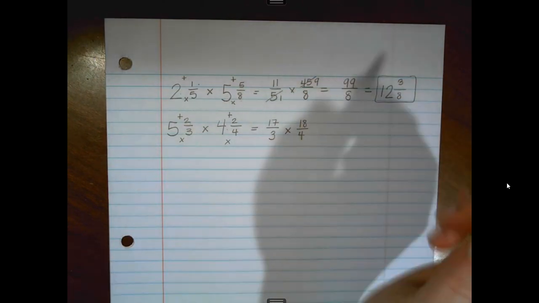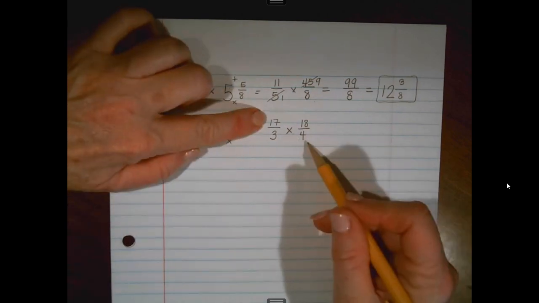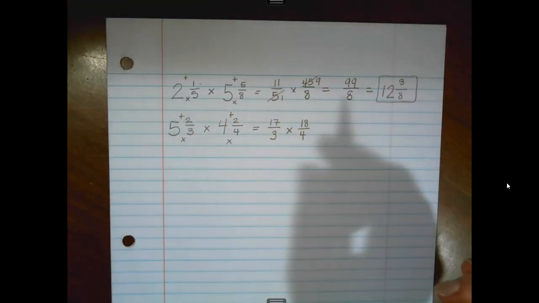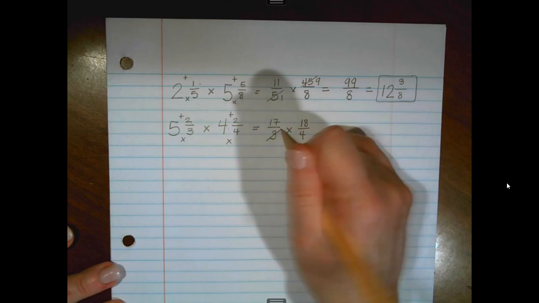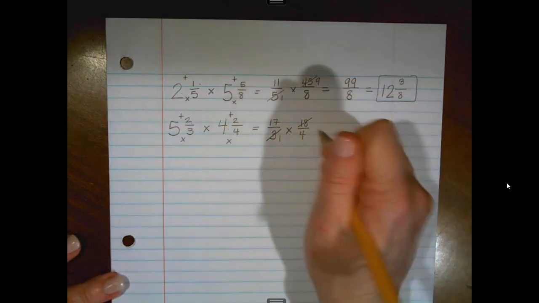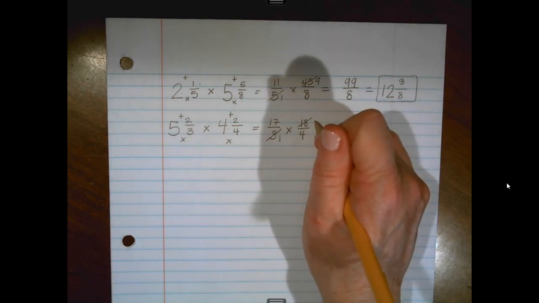All right. Now, I'm looking to see if there's anything I can cross-reduce because that's some pretty big numbers here. 3 and 18 are the only ones that I see because 17 is a prime number. Its only factors are 1 and 17. All right, so the common factor of 3 and 18 is 3. 3 divided by 3 is 1. 18 divided by 3 is 6.